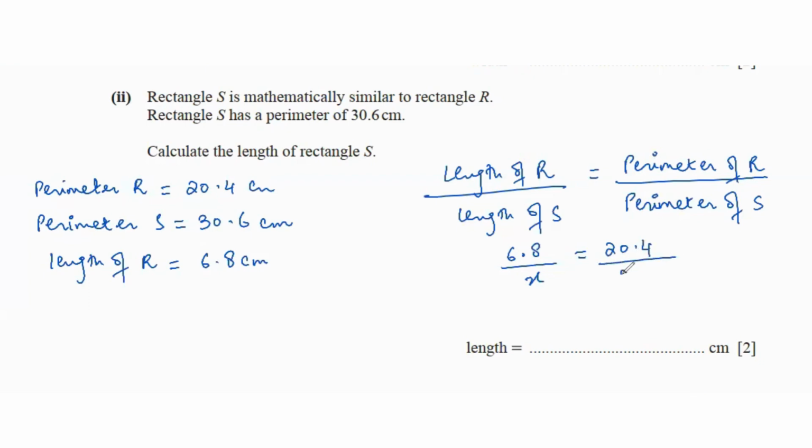20.4 over 30.6. So we're going to do 6.8 times 30.6 divided by 20.4 equals x. 10.2 centimeters is the value of x.